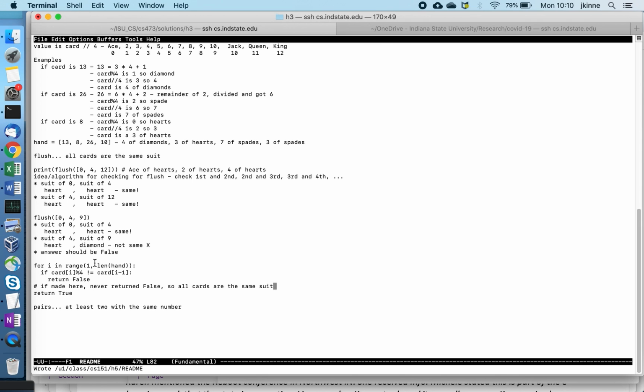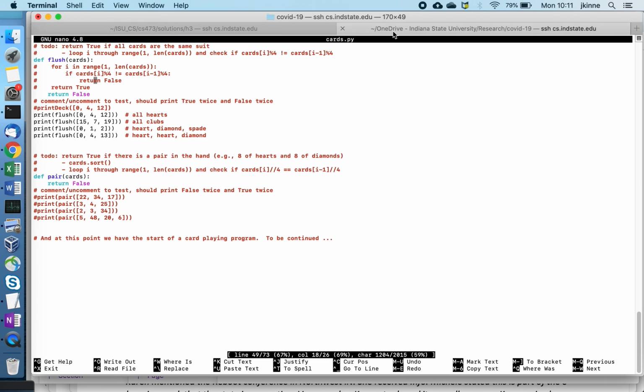Right? We checked the first and the second, they were the same. We checked the second and the third, they were the same. If there were more cards, we checked each pair, and they were all the same. And if we make it here, we never stopped, because if we return false, that's done. We would never get to the return true. All right, so that's the idea. And then I have it already typed in over here.